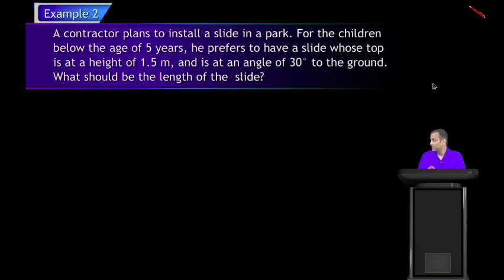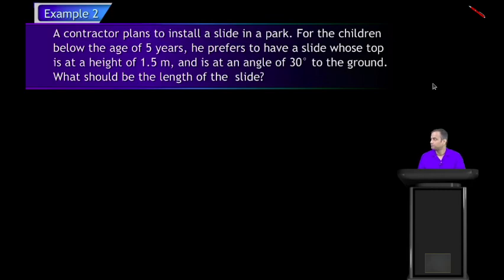Okay, now next question is, a contractor plans to install a slide in a park for the children below the age of 5 years. He prefers to have a slide whose top is at a height of 1.5 meter and is at an angle of 30 degree to the ground. What should be the length of the slide? Okay, so let's solve this question.